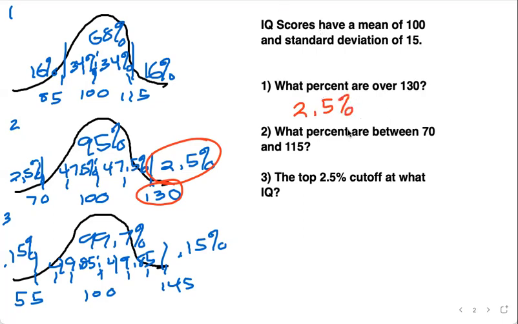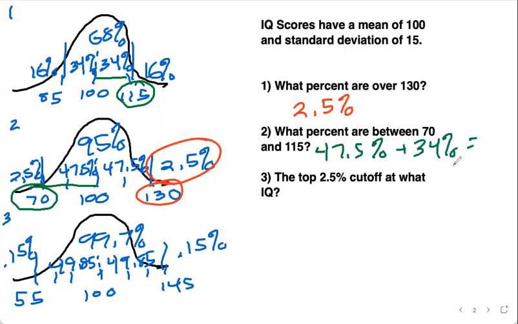What percent are between 70 and 115? So 70 is over here, and 115 is over here. What you could do is go from 70 to 100, which is 47.5%, and then from 100 to 115, which is 34%, and you would add those together, giving you 81.5%.